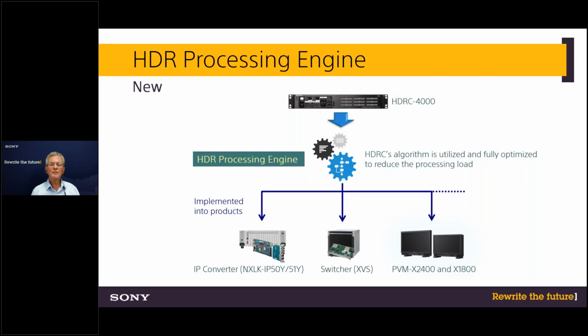Another new development is the introduction of a new HDR processing engine. This has been developed as an FPGA core with similar processing algorithms to the HDR C4000 converter. This HDR processing engine can be embedded within professional products, including SDI to IP converters, video switches, and professional monitors, and it provides greater flexibility within the program chain.